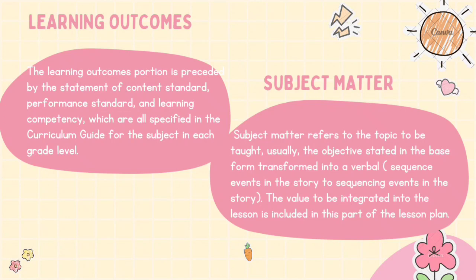Second, the subject matter. Subject matter refers to the topic to be taught. Usually, the objective is stated in the base form, transformed into a verbal or sequence of events in the story, such as sequencing events in the story. The value to be integrated into the lesson is included in this part of the lesson plan. Subject matter, simply put, is what the artwork is trying to portray. For example, if you are looking at a painting of birds, then the subject matter is the birds. The subject matter of something such as a book, lecture, movie, or painting is the thing that is being written about.